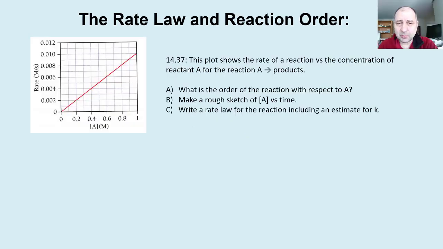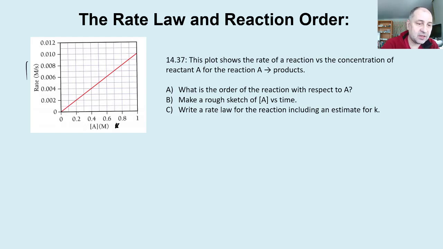Let's start out with a pretty easy problem here. Problem 14.37 from the Tro book. This plot shows the rate of the reaction versus concentration of the reactant A for the reaction A going to products. On the x-axis we have concentration and on the y-axis we have rate. What they want to know is the order of the reaction with respect to A. That one's actually pretty easy, right? If it's first order, that means if you double the concentration, your rate doubles, keeping all of the other reactants constant.